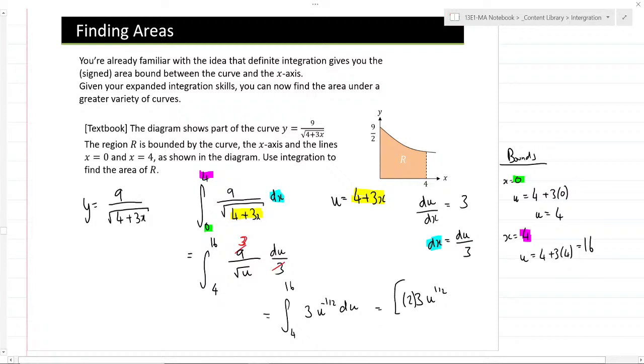Between my limits, which conveniently are both square numbers, of 16 and 4. So this is equal to, well, let's just write it, 6 root u between 16 and 4. So this is equal to 6 root 16 minus 6 root 4, which is equal to 6 times by 4 is 24, minus 6 times by 2, which is 12. 12 is the answer?